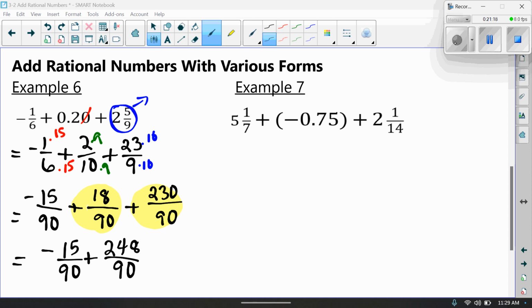Now, I would like for you to do the next one with your table partners. Remember, you're going to take two minutes, and then I'll check on you. I would like for you to check to see if you can change the fractions to decimals, okay? If you get a terminating decimal, then you can go ahead and change everything to decimals. If you get a repeating decimal, then you have to use fractions. Is everybody clear? All right.